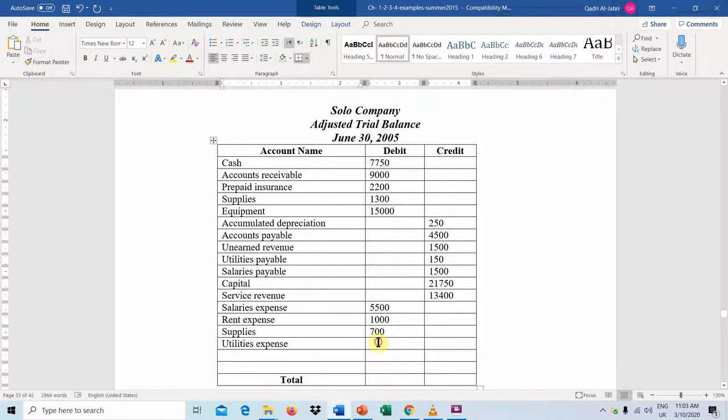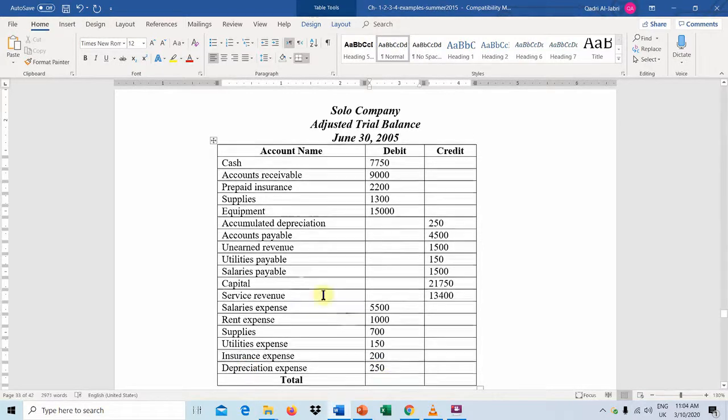with a debit of 150. Then we have insurance expense. That has a debit of 200. And finally, the last expense is called depreciation expense, with a balance of 250.